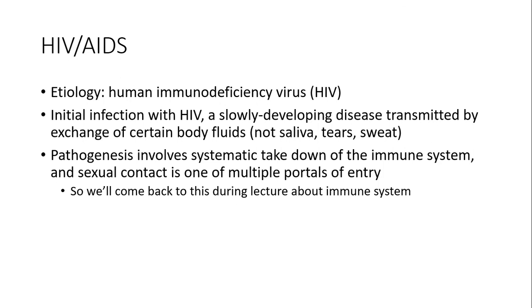So we mentioned the sexual contact. It's important to note that you cannot get this from saliva, tears, or sweat. So there's that. Pathogenesis usually involves a systematic takedown of the immune system. So we'll be coming back to this during the lecture about the immune system.